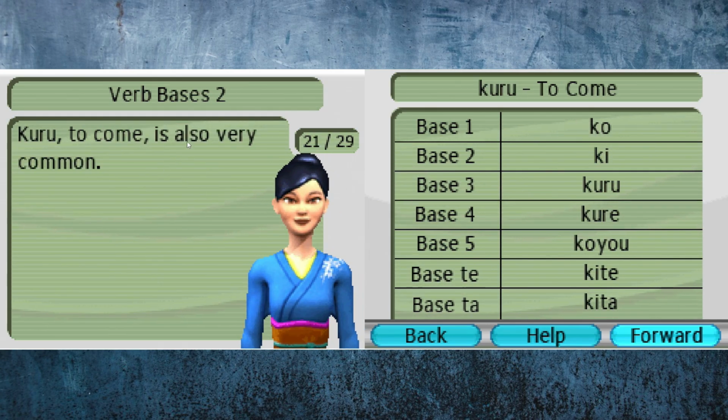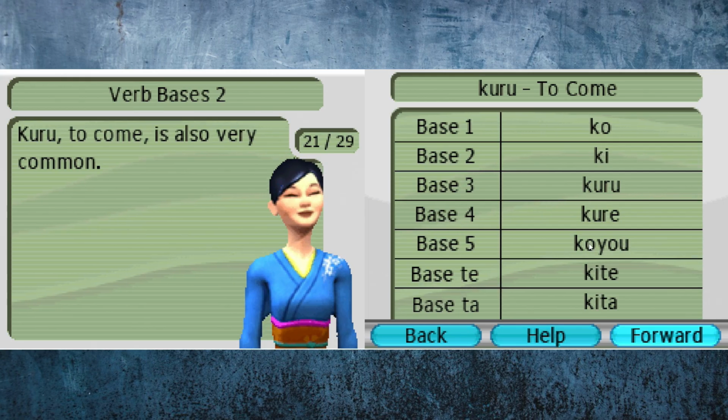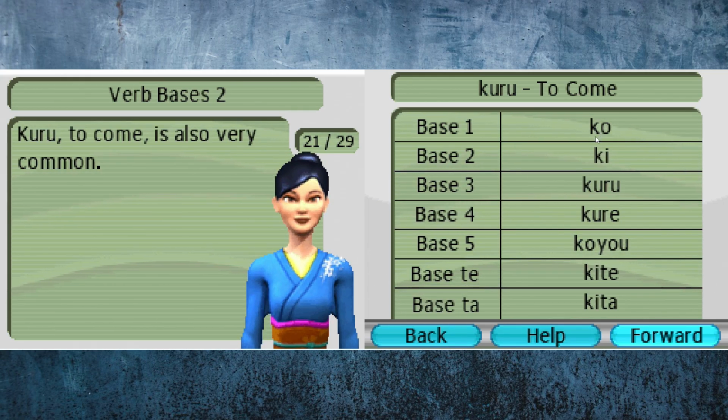Kuru, to come, is also very common. Another common irregular verb, which means to come. Base 1, ko. Okay, I think I know what base 1 is. I think it's the negative form of the dictionary. So for example, konai, because I think that's one of the only forms to change kuru to ko. And I believe volitional form as well is koyo. But base 1 is a negative form, I know now. Konai. Base 2, kimas, which is mas form, so it's ki.